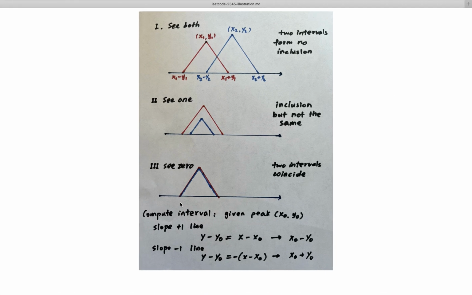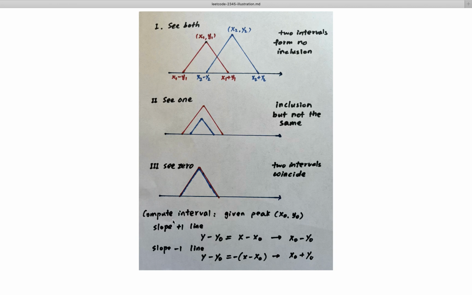divide into 3 cases. In the first case, the corresponding intervals for the mountains form no inclusion relationship. Therefore, we can see both the 2 mountains. And in the second case, the corresponding intervals form an inclusion relation, but the 2 intervals are not the same. So we can only see 1 mountain. So we see the largest mountain, actually. So in the third case, the 2 intervals or the 2 mountains coincide. So we can see none of them.